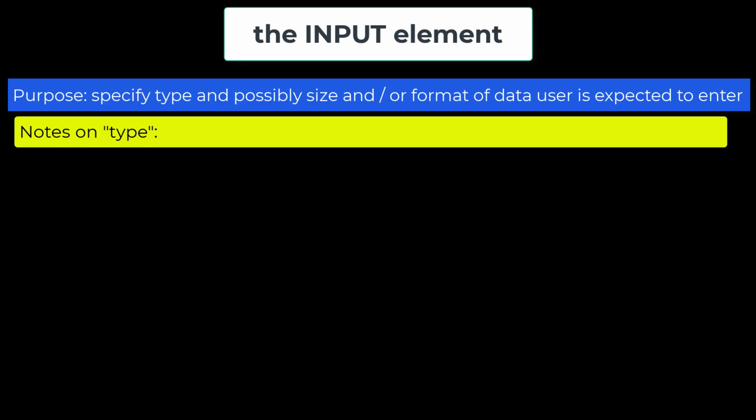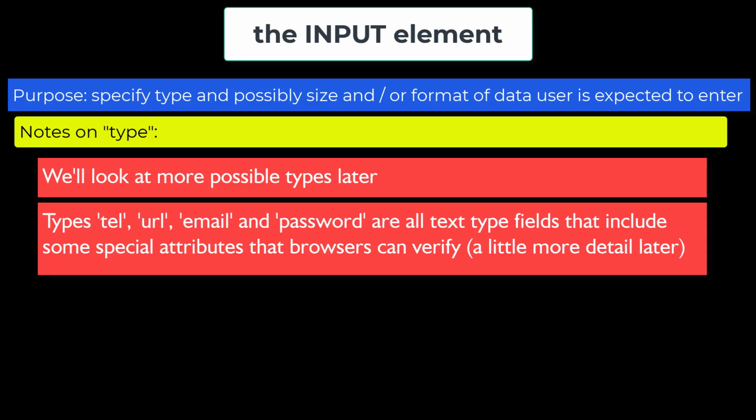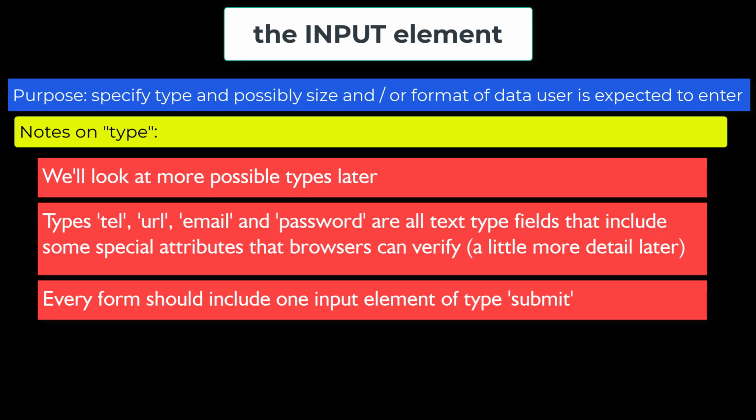Some notes on this type. We'll look at more possible types later. Types tel, URL, email, and password are all text fields that include some special attributes that browsers can verify. A little more detail later. Every form should include one input element of type submit.